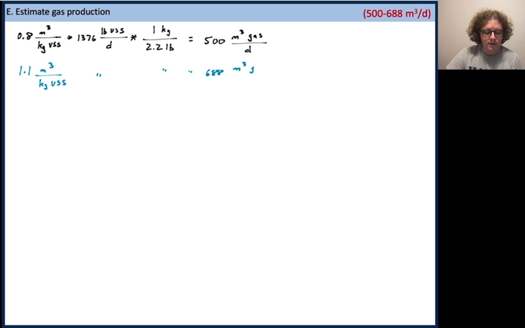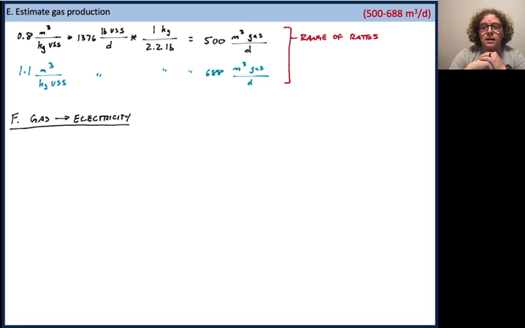If we pick the other end of that range, 1.1 cubic meters per kilogram that is digested, you'll end up with 688 cubic meters of gas per day. And so I'm going to continue pushing forward, and I'll use black for the low end of that range and blue for the upper end of that range, just to keep things straight.